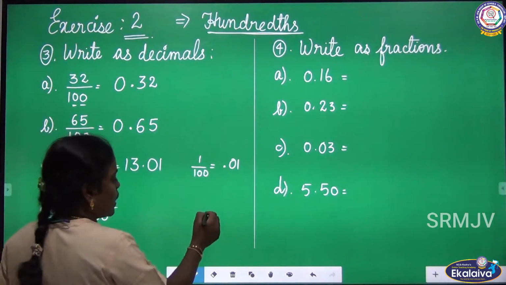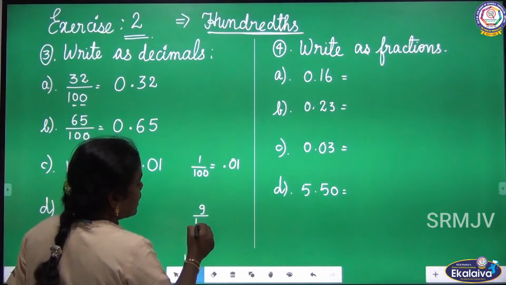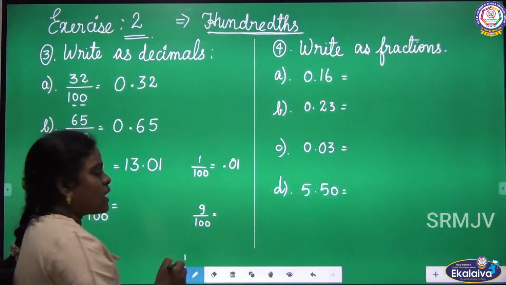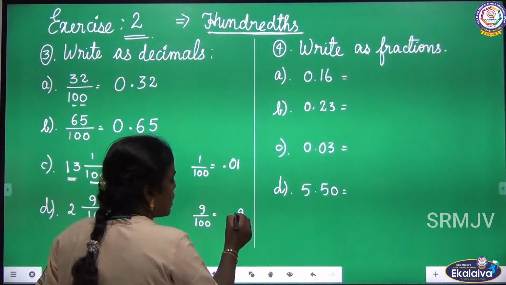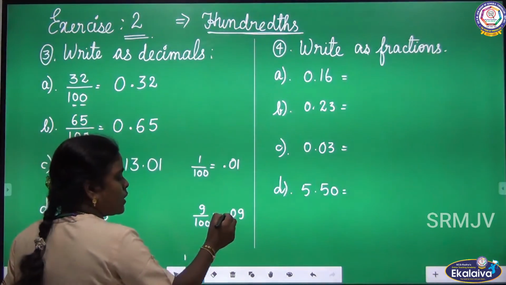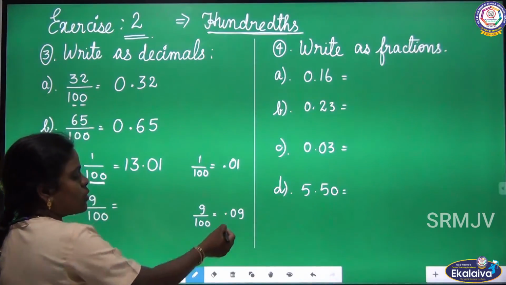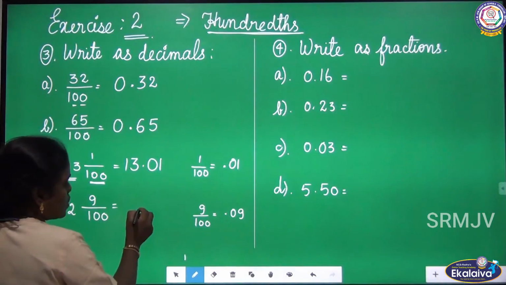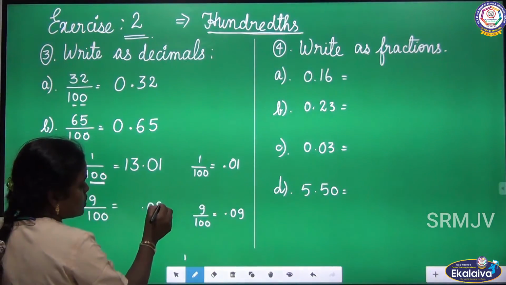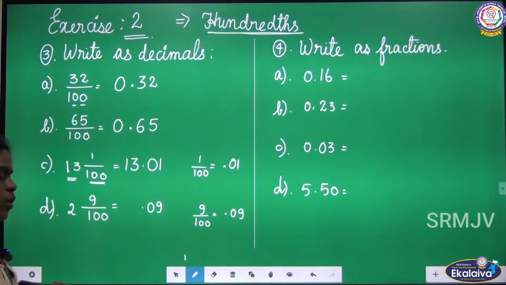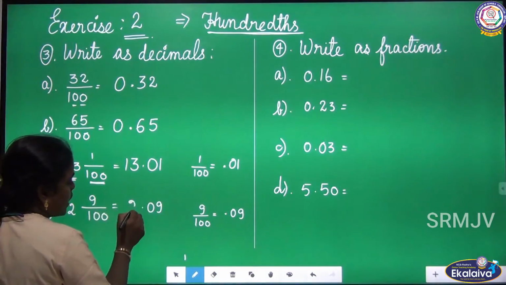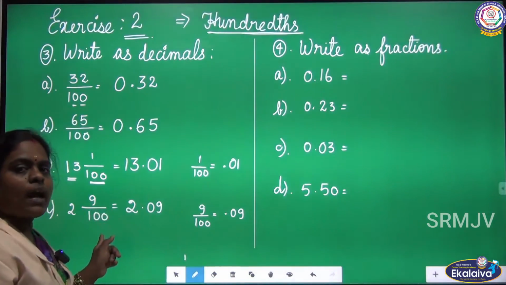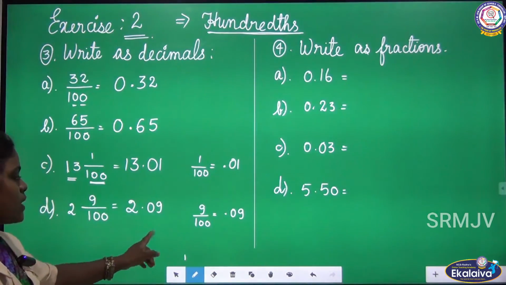And here the next fraction is 2 9 by 100. In the same way, 9 by 100 equals, as we have only 1 digit in the given number, add 0 and then place the dot. Now we have a 2 digit number, 09, and place the dot. So 0.09 is the decimal part. In the whole number part, you have to write the given whole number. So 2 9 by 100 equals 2.09.